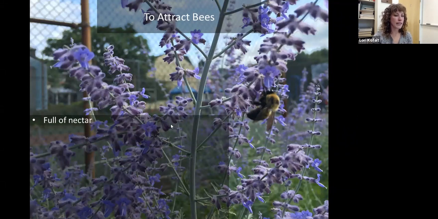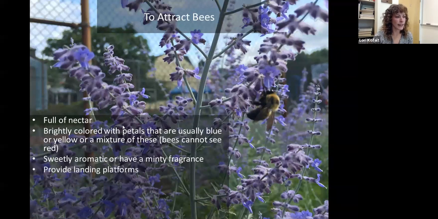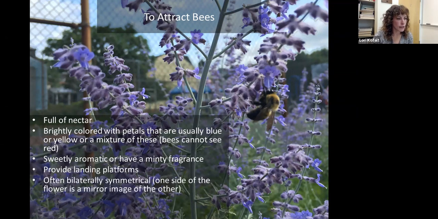So if you want to attract bees, you want to plant plants that are full of nectar. That's going to be most of our natives. They are brightly colored with petals that are usually blue or yellow or a mixture of these, because bees do not see red well, and they are sweetly aromatic or have a minty fragrance. Provide landing platforms. This is Russian sage here, and you can see there's this little landing platform for a bee to sit on while it's feeding. Both sides of the flower are mirror images of each other, and they're tubular with nectar at the base of the tube, which accommodates longer tongued bees.